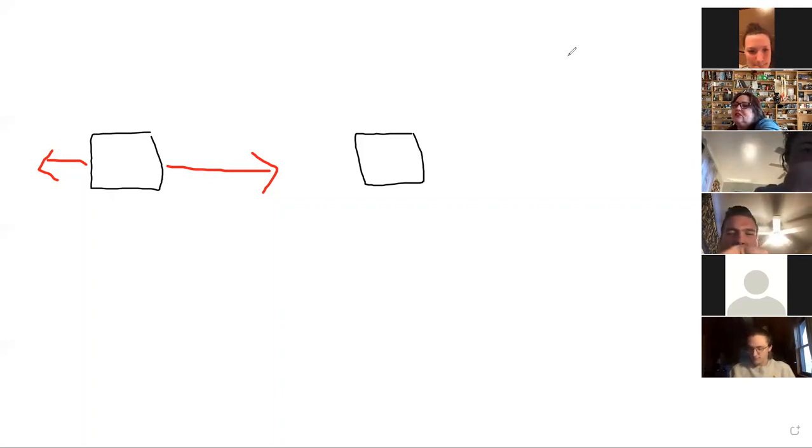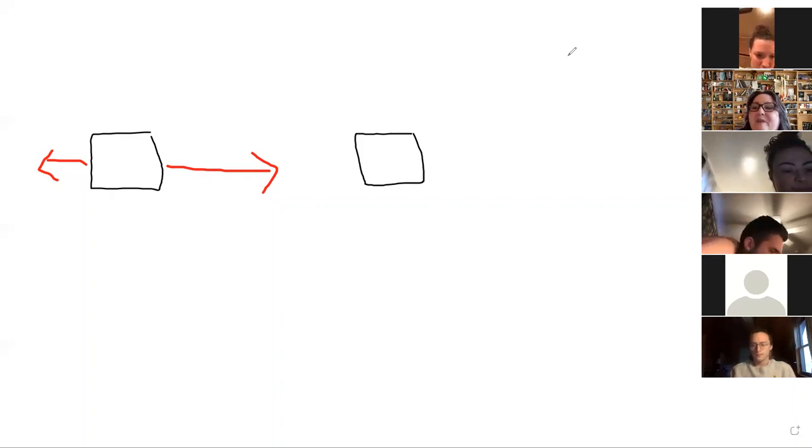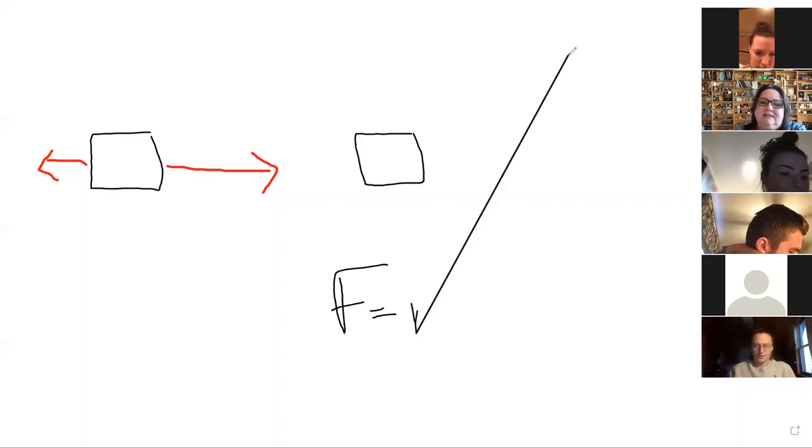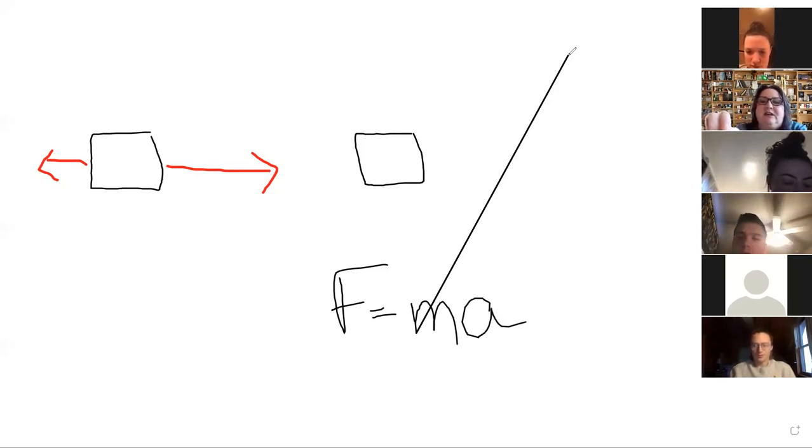All right, I'm going to stop you right there, Elizabeth. If it's sliding, that means the one force is greater. All right. So let's back up for a second. What is force equal to? Mass times acceleration, correct? Mm-hmm. All right.